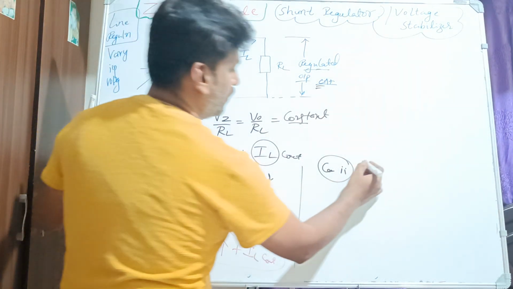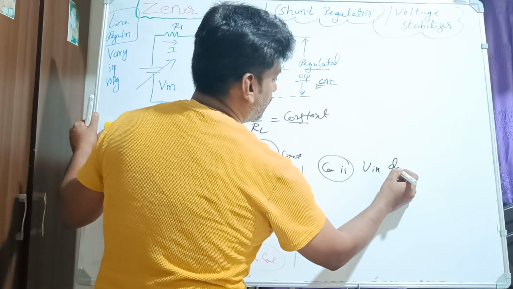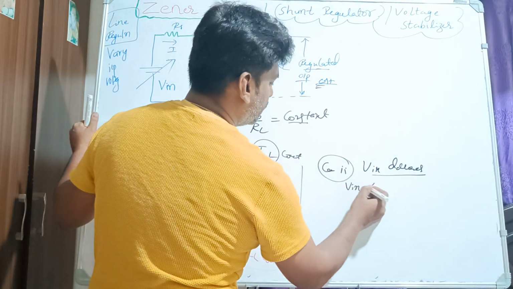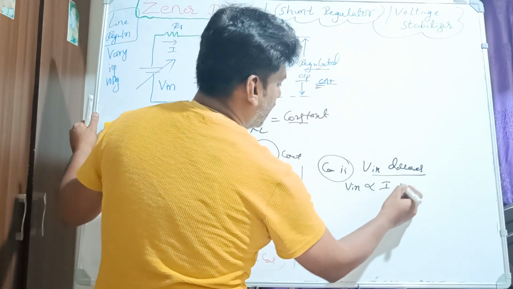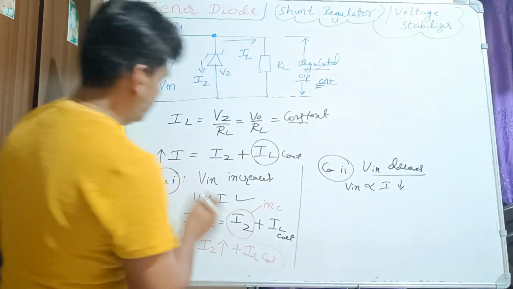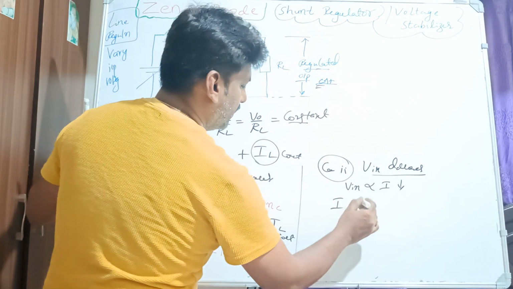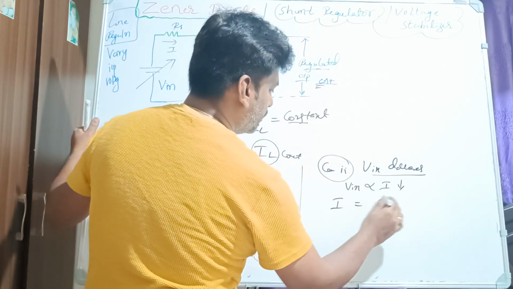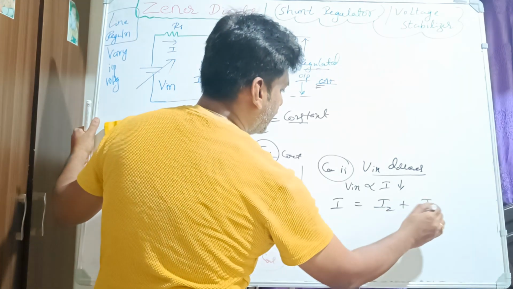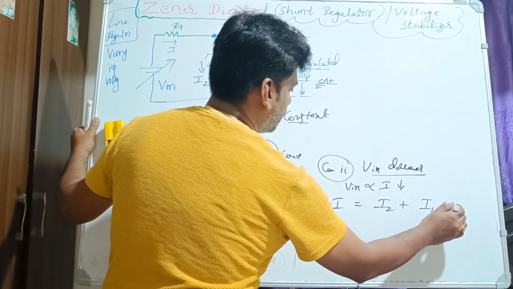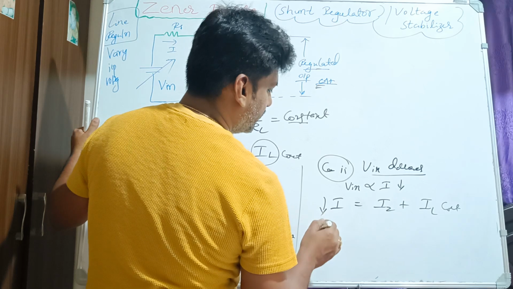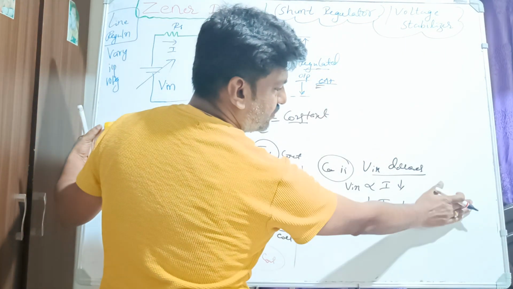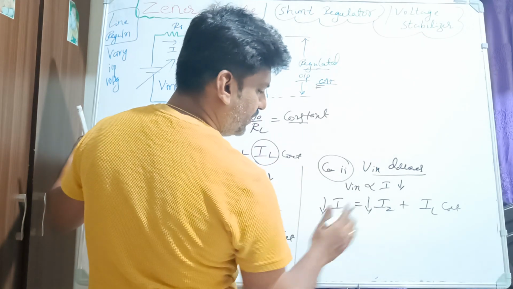What is case number 2? Vin decreases. If Vin decreases, what about this? Because V is proportional to I, I also decreases. So we write that I is equal to IZ plus IL. We know that this is constant, this is decreasing, then what should be decreasing? IZ should decrease. This is constant, it is not varying, so IZ should decrease.